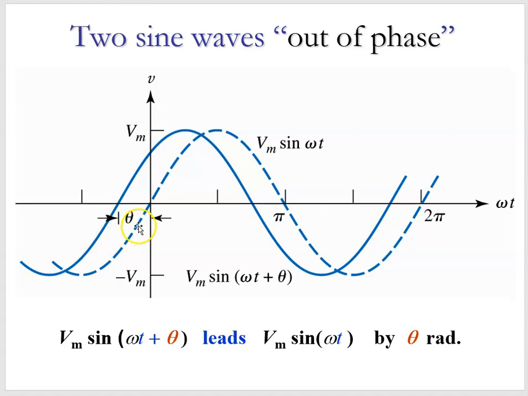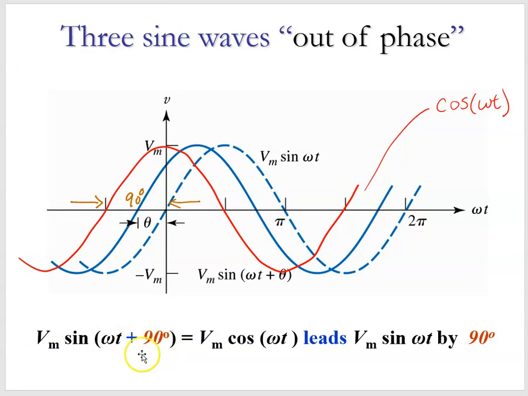If we look at this example, it shows two sine waves with the same frequency. However, the solid line has a zero crossing at an angle theta prior to time t equal to 0, so it has its zero crossing before the dotted line. We say this solid line is leading by a phase of theta, and we also want to be able to convert that to time. So we say that Vm sine omega t plus theta leads Vm sine omega t by theta radians.